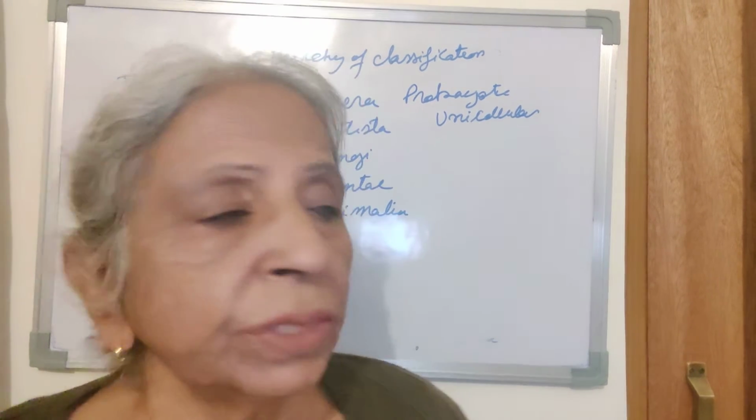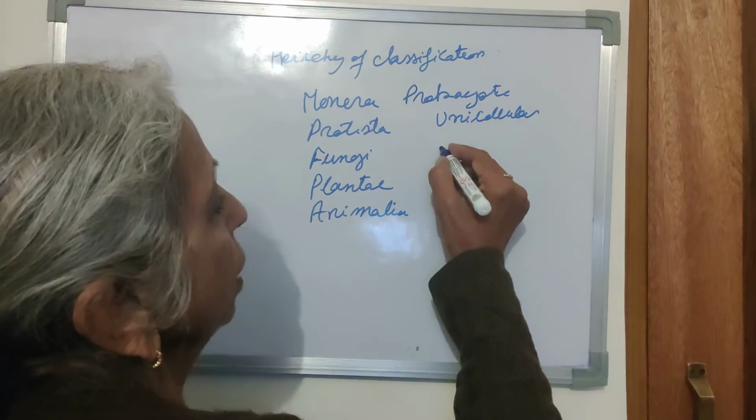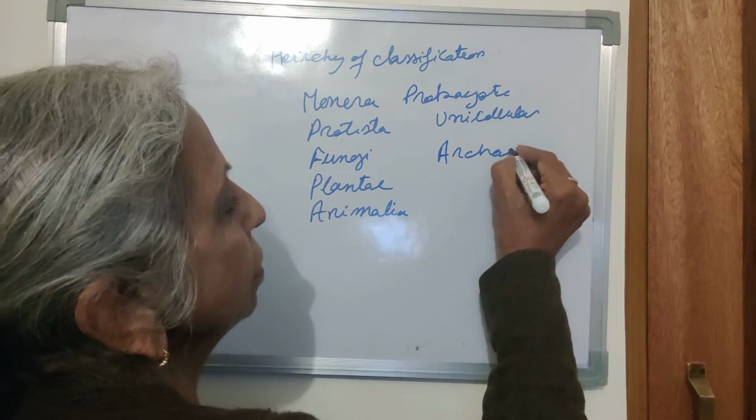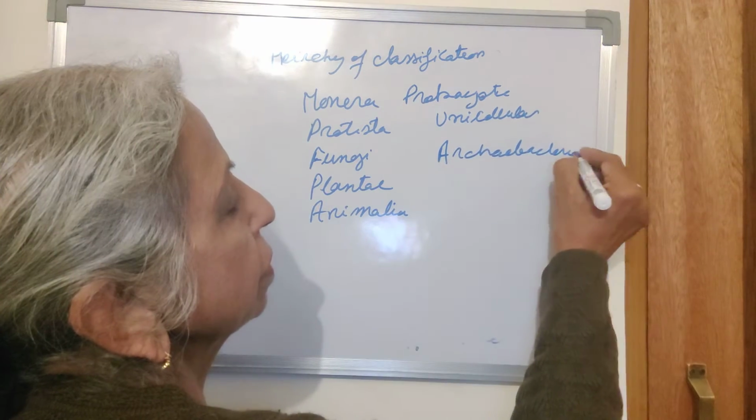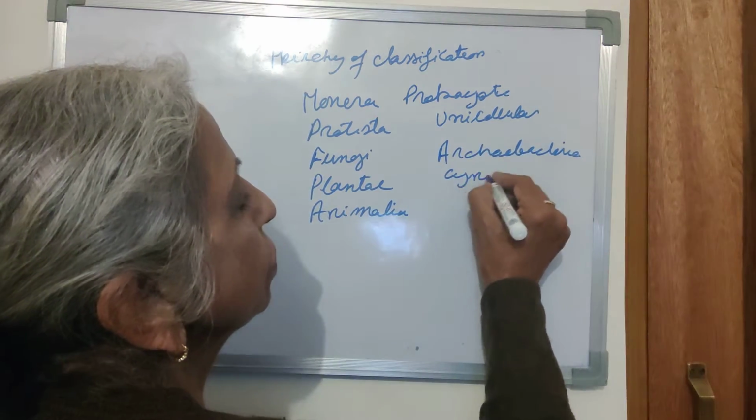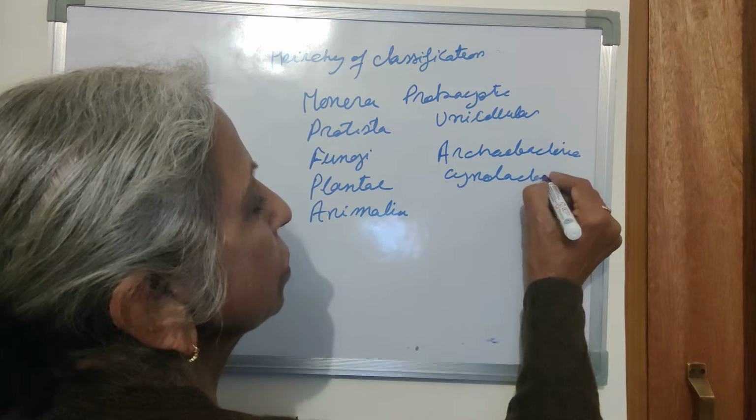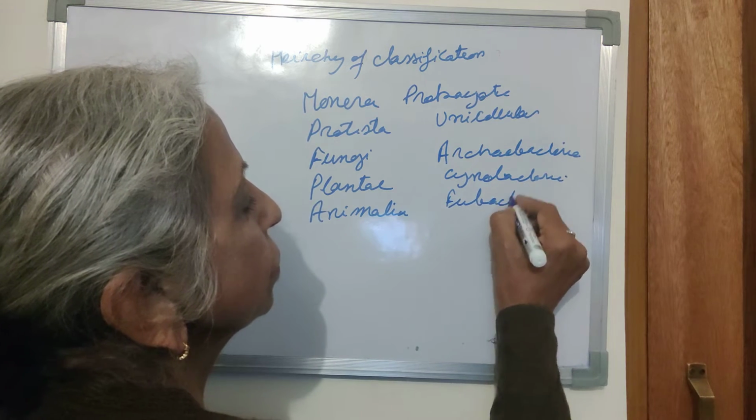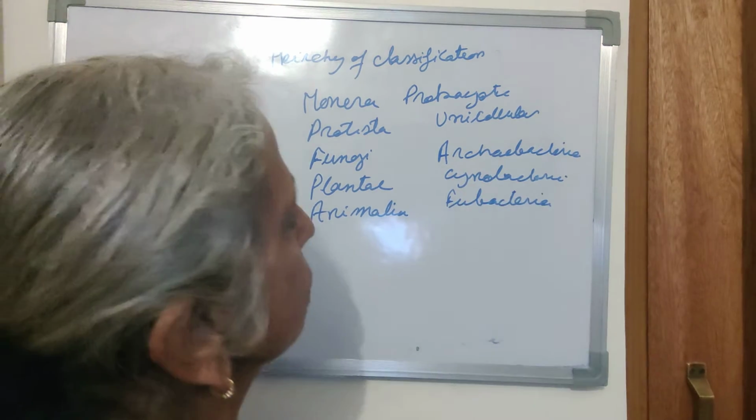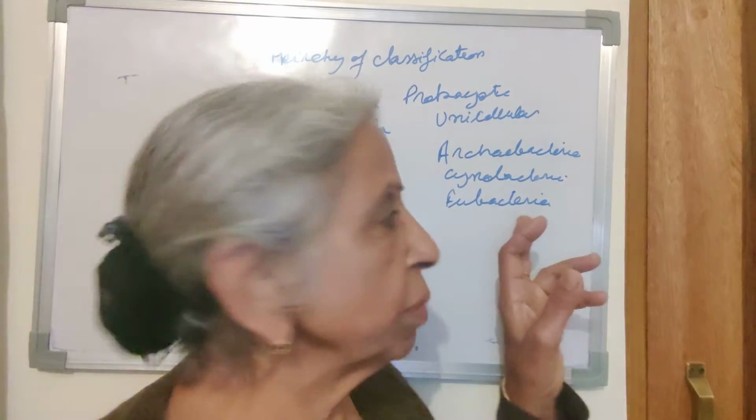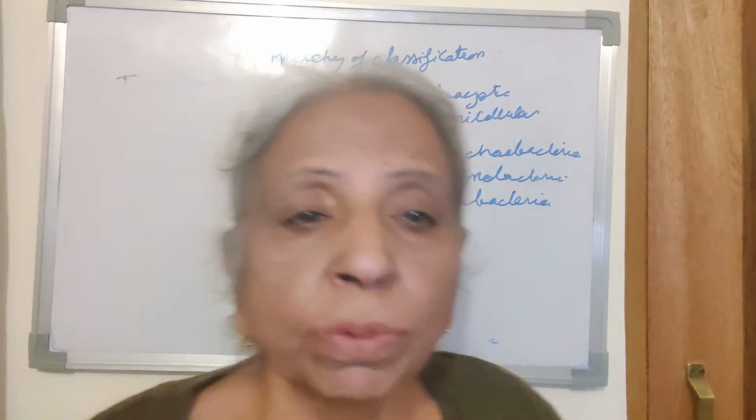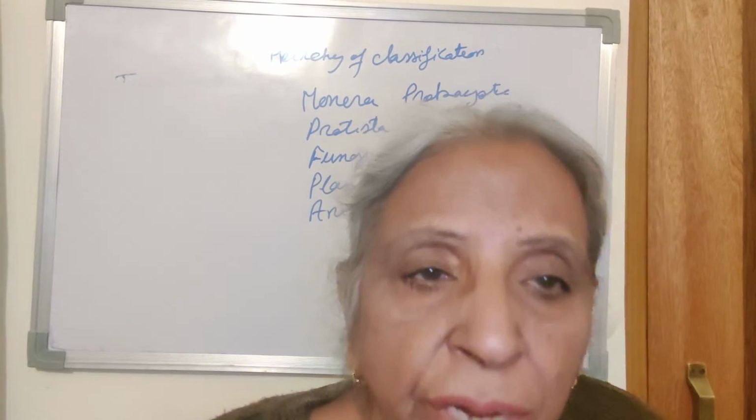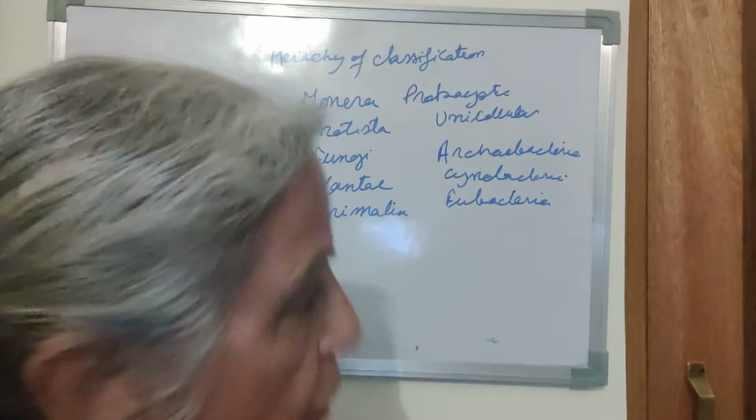Autotrophic means they can synthesize their food themselves. Heterotrophic, they obtain their food from the outside. Examples are Archaebacteria, Cyanobacteria, and Eubacteria, that is true bacteria. Cyanobacteria can synthesize their food themselves. Archaebacteria and Eubacteria obtain their food from the outside. So this is all about Monera.